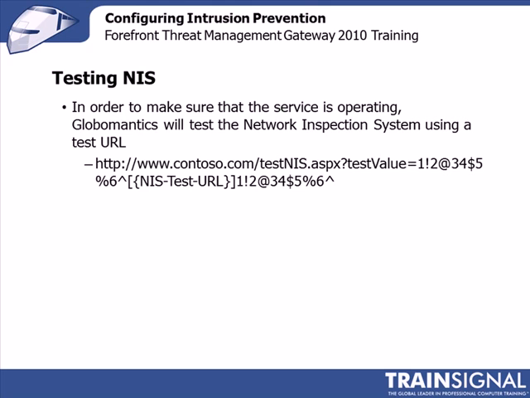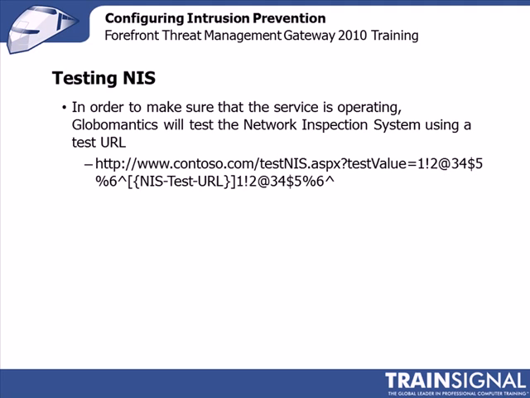Testing the network inspection system is key to making sure that everything is up and running as it should be. At this point, we're going to go over to the GlobalMantic environment, and we're going to do two things. First, we're going to take a look through the various network inspection policies that are put in place, as well as the network inspection's configuration. And we're going to then move over to a desktop, and we're going to test the network inspection system with the use of this test URL.